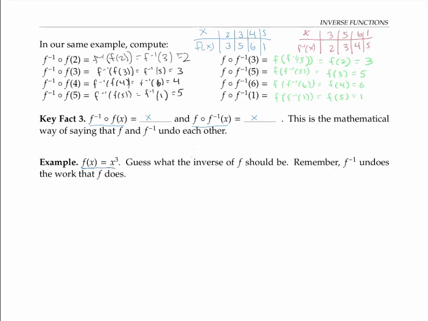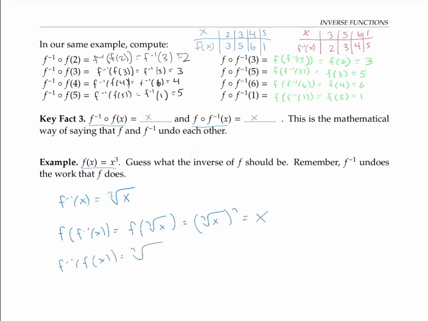Remember, f inverse undoes the work that f does. You might have guessed that f inverse of x is going to be the cube root function. And we can check that this is true by looking at f of f inverse of x. That's f of the cube root function, which means the cube root function cubed, which gets us back to x. Similarly, if we compute f inverse of f of x, that's the cube root of x cubed, and we get back to x again. So the cube root function really is the inverse of the cubing function. When we compose the two functions, we get back to the number that we started with.